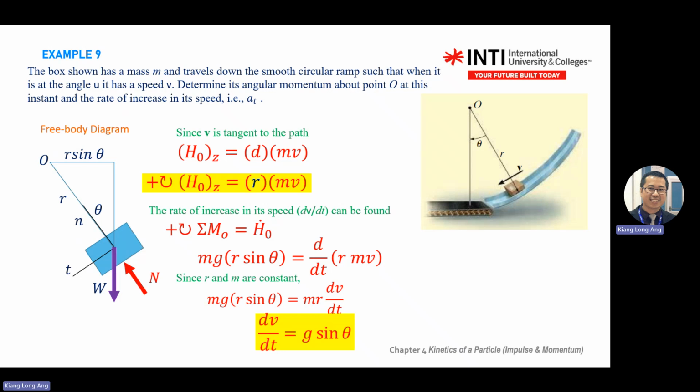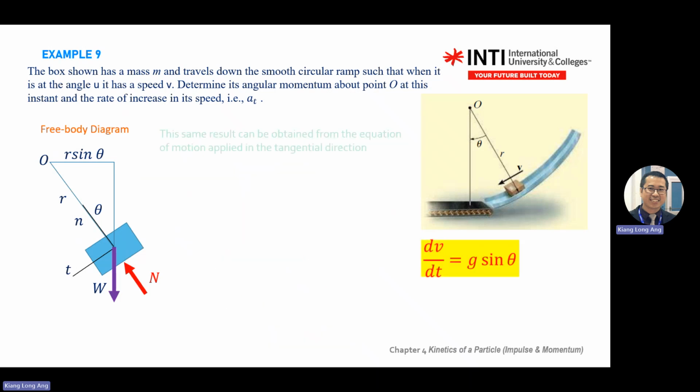So basically, the question wants to test whether you understand the definition of momentum and angular momentum, and then change the moment to the rate of change of your angular momentum. This equation and this equation. Then you expand the definition, then you'll get the answer.